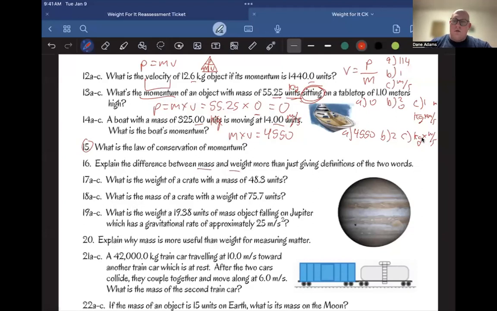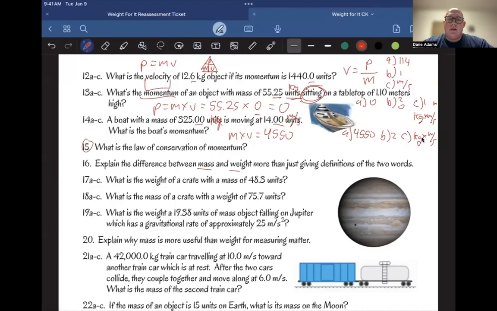Number 16 reads, explain the difference between mass and weight. We did really well on this question. I was very impressed. You could have mentioned the definition that they're defined to be different things, and so therefore we measure them differently. You could have mentioned mass is the measure of the amount of stuff or matter or particles. Weight is a measure of force, specifically the force of gravity. You could have mentioned that they're measured differently using different measuring tools.